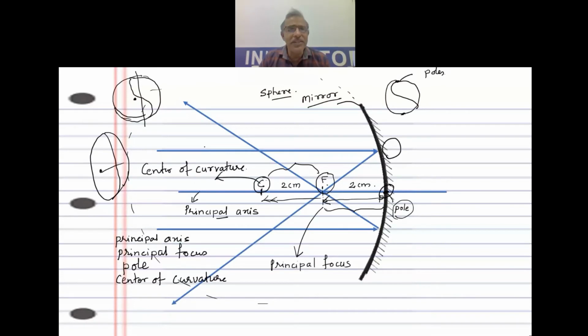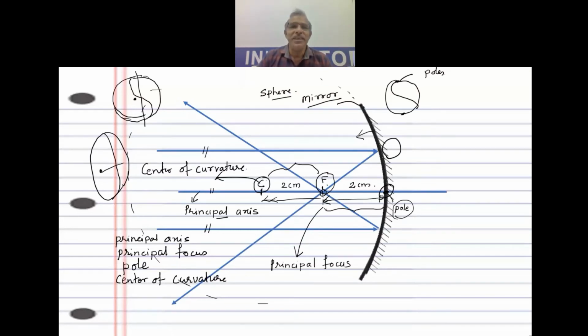Light rays which are parallel to each other and parallel to the principal axis, after getting reflected from the concave mirror, converge at a point on the principal axis, and that point is called principal focus.